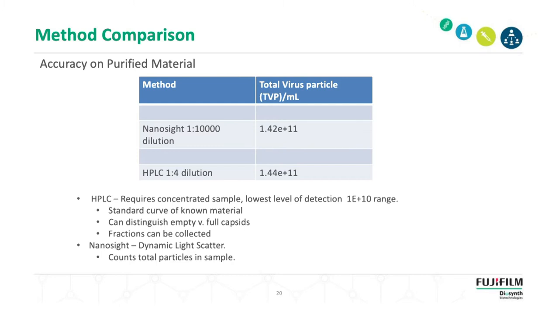As we'll see on a later slide, one of the advantages is it is a way of determining empty versus full as well. So you get double duty, if you like, from the single analysis. And of course, you can collect the fractions. You've got relatively large amounts of virus, even though it's a small amount of protein in each of those fractions. So you can collect them and do something else with them. But the NanoSight is neat because it doesn't need very much material, and it's counting the total particles, so you're not making the assumption that they're filled or they're able to transduce cells. You're just counting particles.